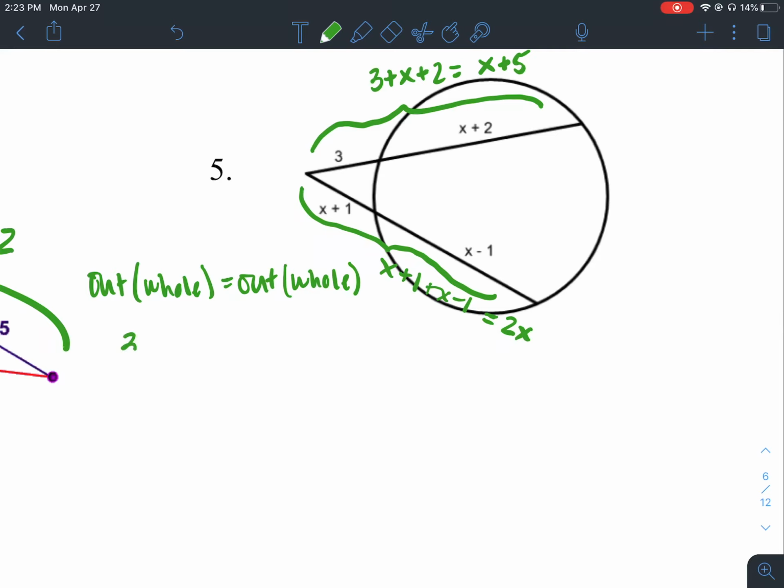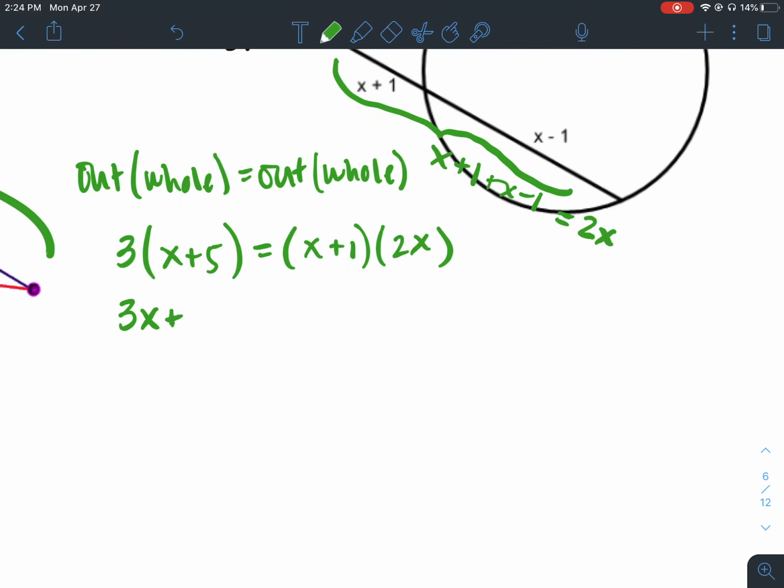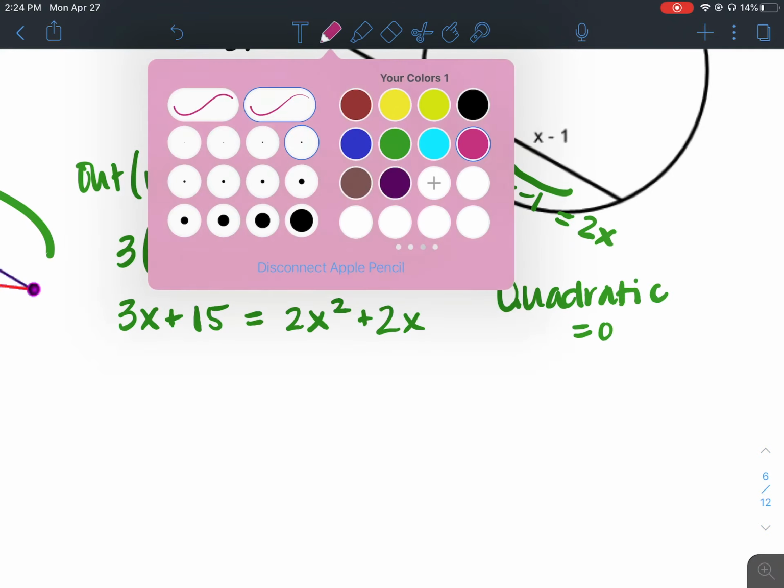So I'm going to have 3 times x plus 5 equals x plus 1 times 2x. When I start multiplying and distributing things, I get 3x plus 15 on the left equals 2x squared plus 2x on the right. I have a quadratic. We need to solve that. So I'm going to set everything equal to 0, or 0 equals. So I'm going to move everything from the left over to the right.